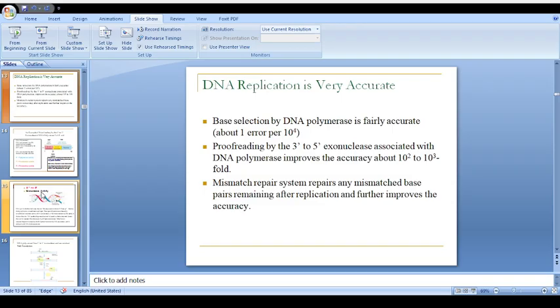In the mismatch repair system, the mismatched base or mistaken nucleotides are removed after replication, and further that improves the accuracy of the DNA. Why is this done? The reason for removal of the mismatched nucleotides or wrong nucleotides in the DNA is to maintain the integrity of the DNA, because the accurate DNA has to be transferred from the parent to the next generation.